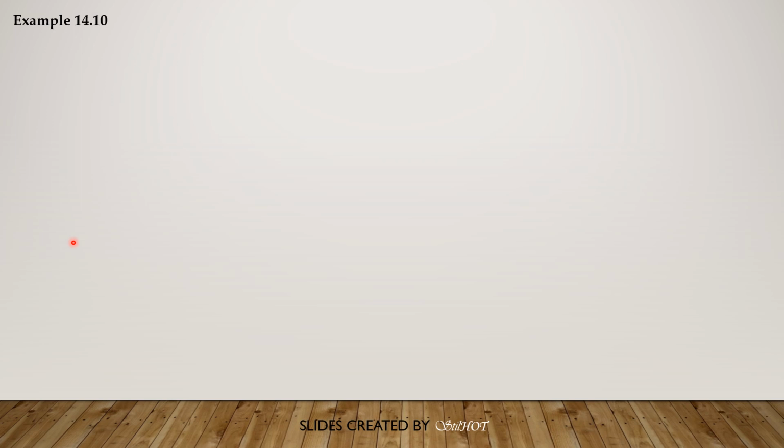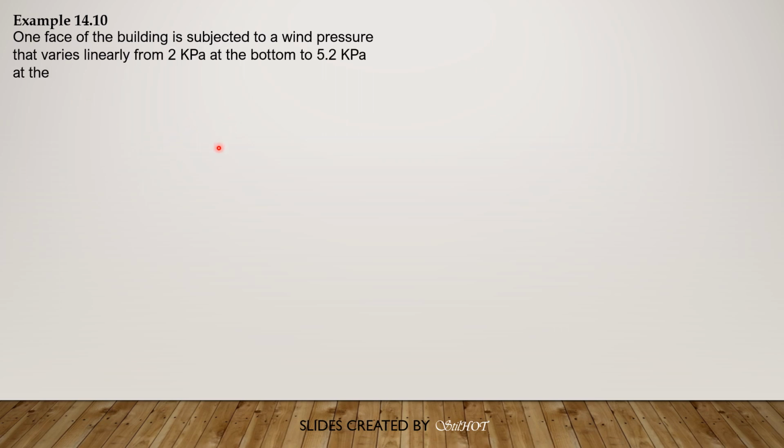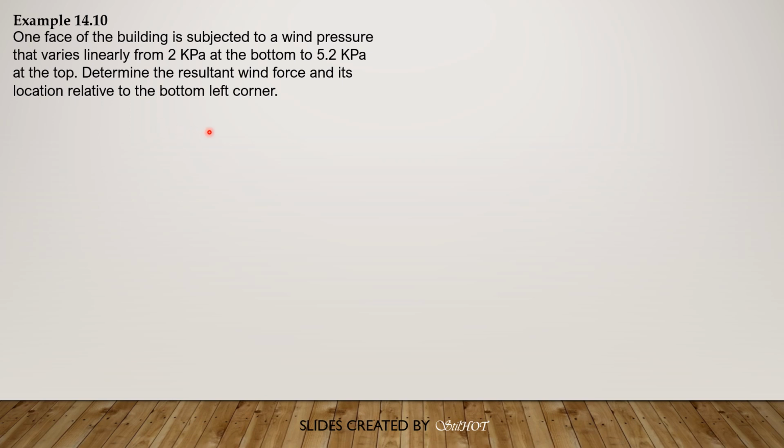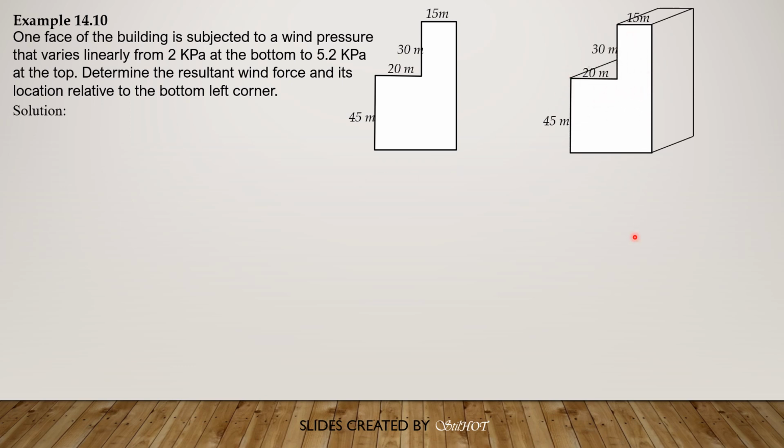So let's have example 14.10, the second example for surface loadings. One face of the building is subjected to a wind pressure that varies linearly from 2 kilopascals at the bottom to 5.2 kilopascals at the top. So determine the resultant wind force and its location relative to the bottom left corner. So this is the face, and the wind is projected perpendicular to that face, and the pressure varies from 2 kilopascals to 5.2 kilopascals. So let's draw the pictorial view.